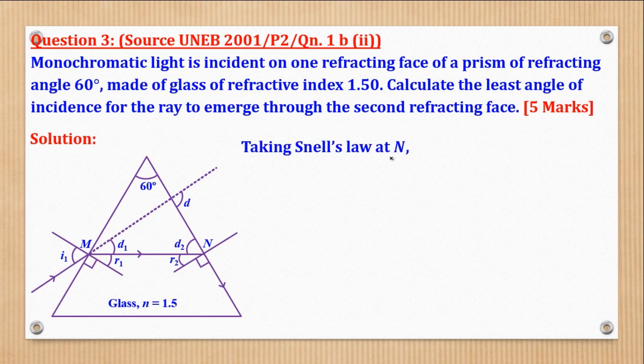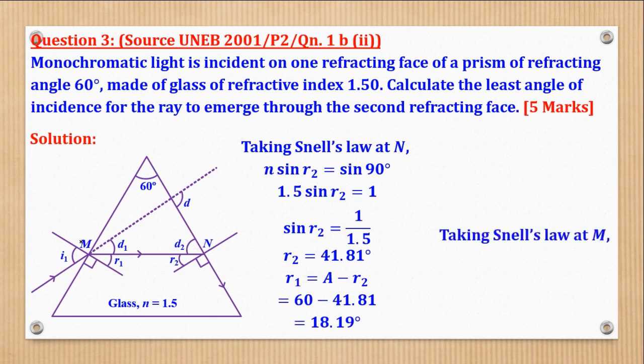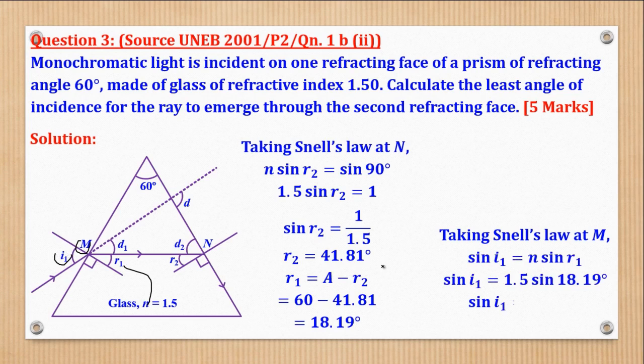Okay, then we shall apply Snell's law at N, where n sine R2 is equal to 1 sine 90. Substitute, simplify, and make R2 the subject. Then by geometry, R1 is equal to A minus R2, which gives you 18.19. Then take Snell's law at M, n sine R1 is equal to sine I1. So substitute, simplify, and make I1 the subject. And that is what they wanted.